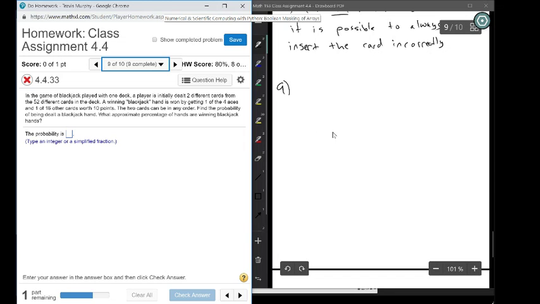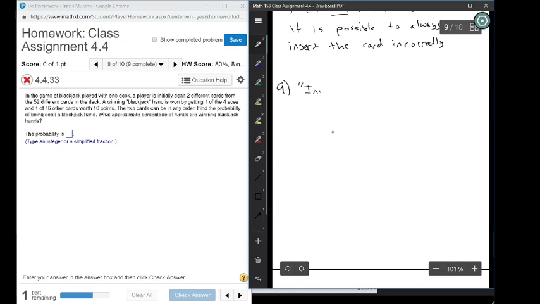Okay, problem 9. In the game of blackjack played with one deck, a player is initially dealt 2 different cards from the 52 different cards in the deck. So initially dealt 2 cards from 52. So that means all the combinations of 2 cards from 52.